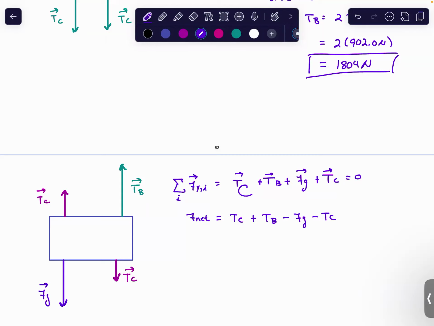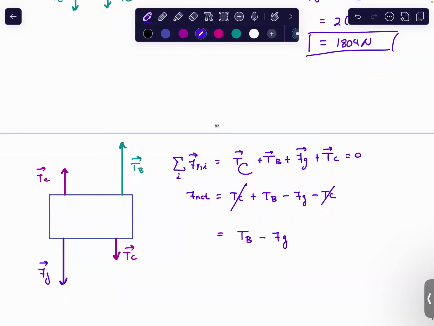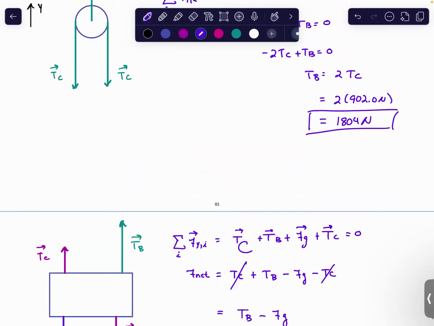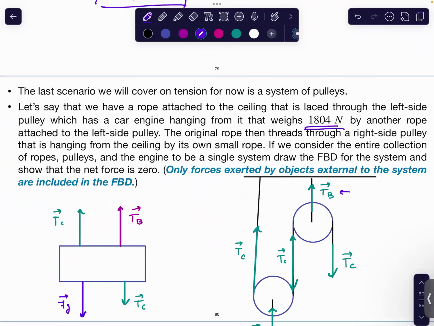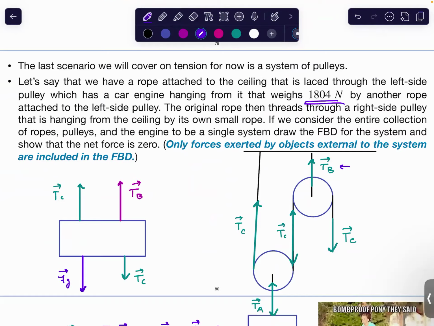So the first thing we can do is we can say, well, TC minus TC is 0, so those go away. Tension B minus gravity. And tension B was what? 1804 newtons minus gravity, 1804 newtons equals 0. Wait, how did you know the force of gravity was 1804? That was something we started with. So we go back up here. This is what we did on Friday. So 0 newtons. Yep. So I mean, it shows you that this is an equilibrium system.